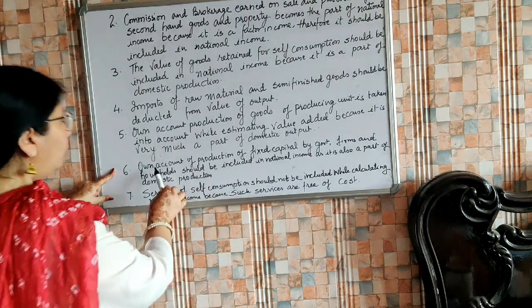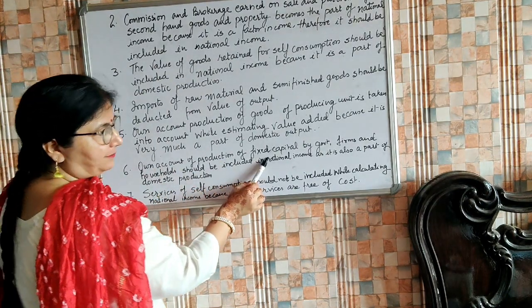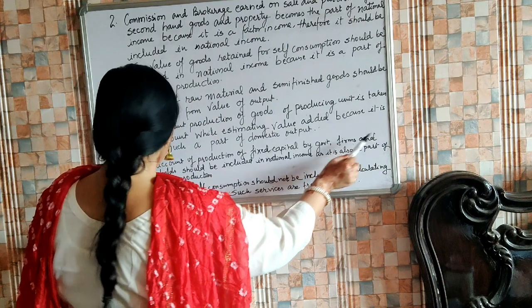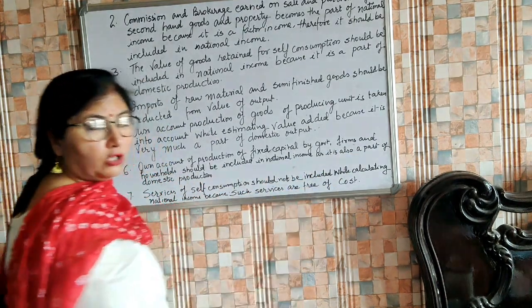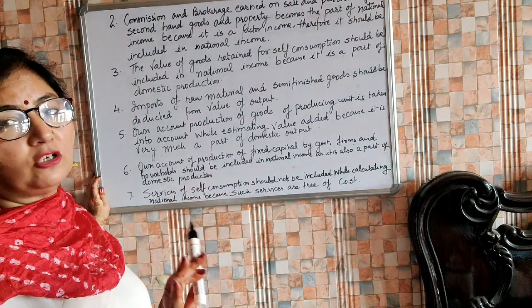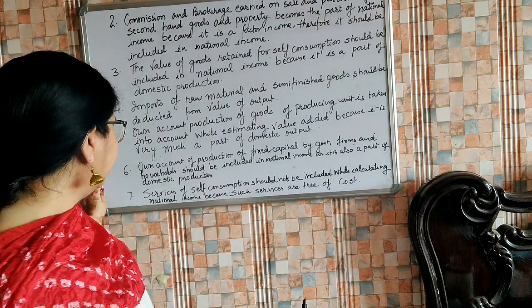Now, own account production of fixed capital by government, firms and households should be included in national income, and it is also a part of domestic income. ये भी domestic income का ही एक हिस्सा है.